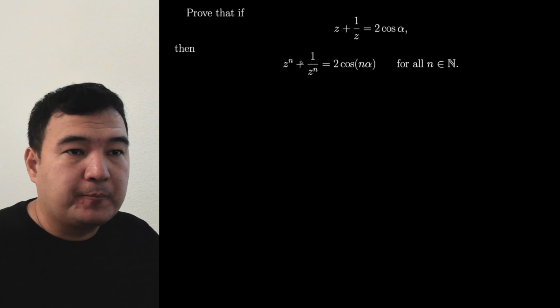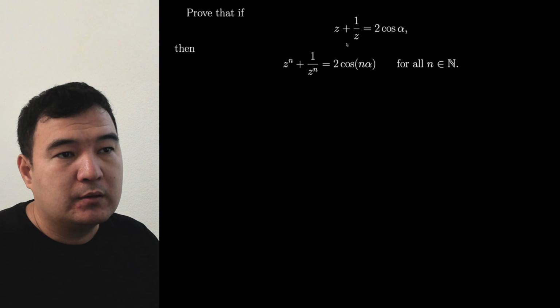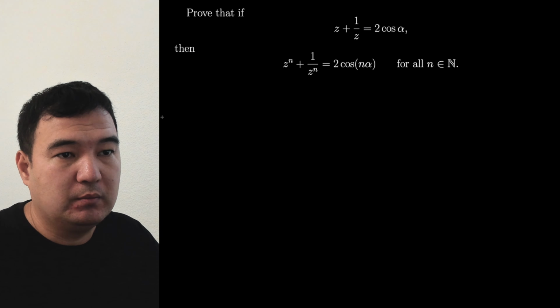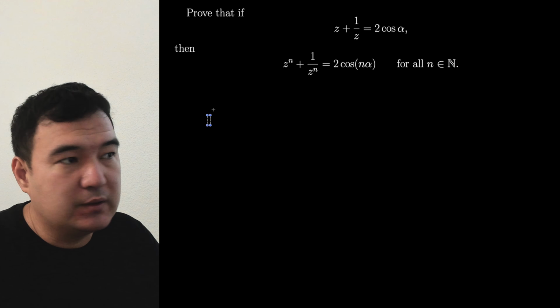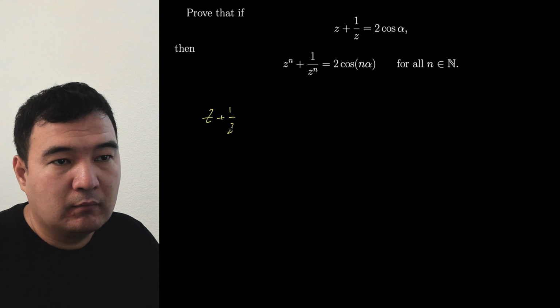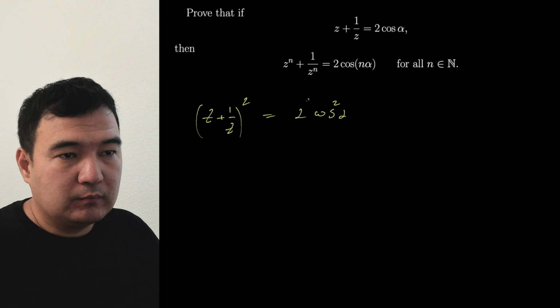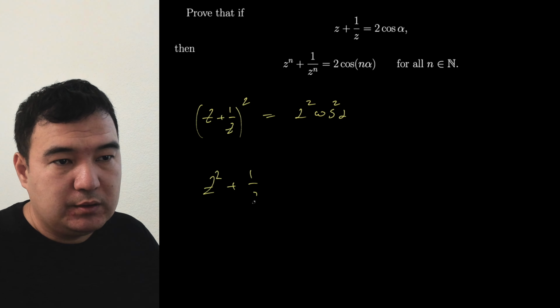Let's prove the following identity: if z plus 1 over z is 2 cosine alpha. So we can start with n equal to 2 to do some analysis of the problem. To get z squared plus 1 over z squared, we can take the square of both sides of this expression and see what it gives us. When you open the parentheses here, that's z squared plus 1 over z squared.